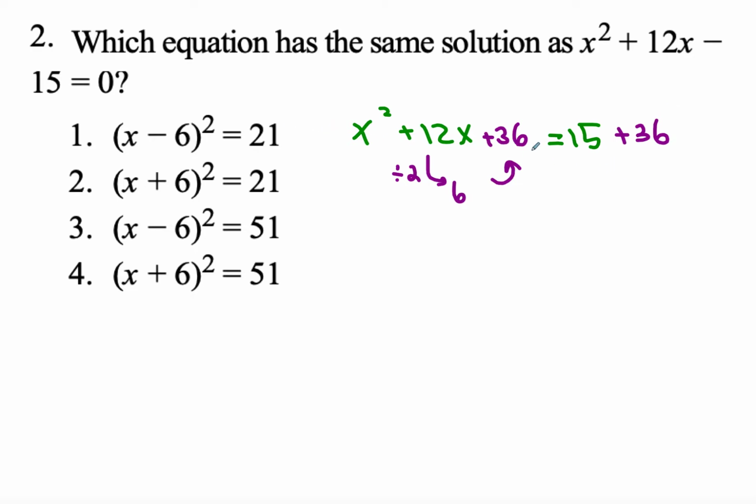Then on my left side, that becomes (x plus 6) squared. On my right side, it becomes 51. So we get (x plus 6) squared equals 51. Choice 4 becomes the answer.